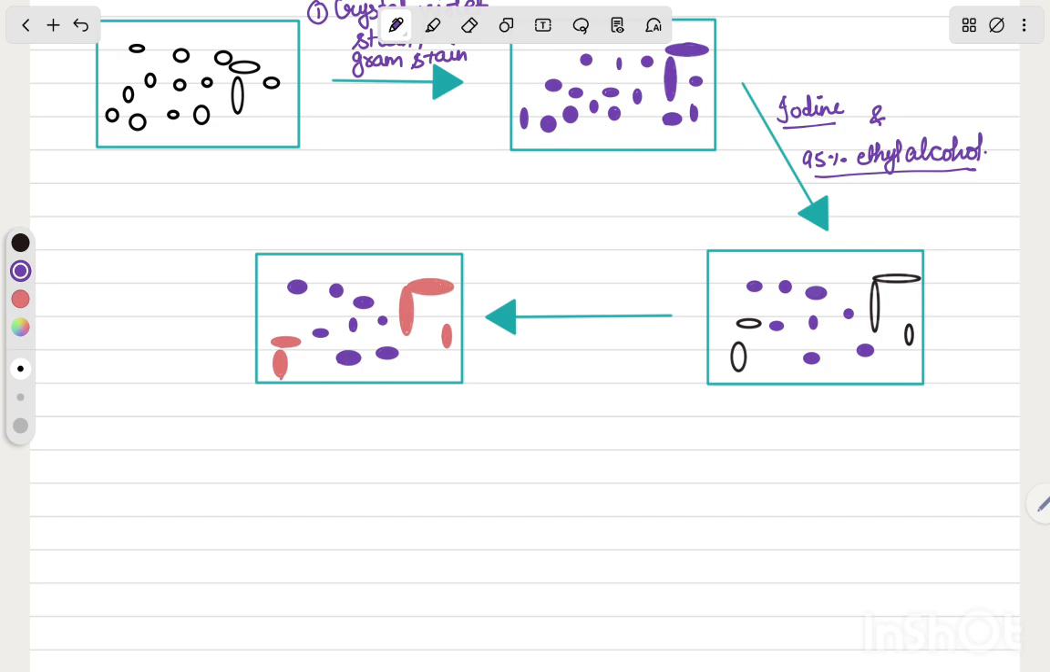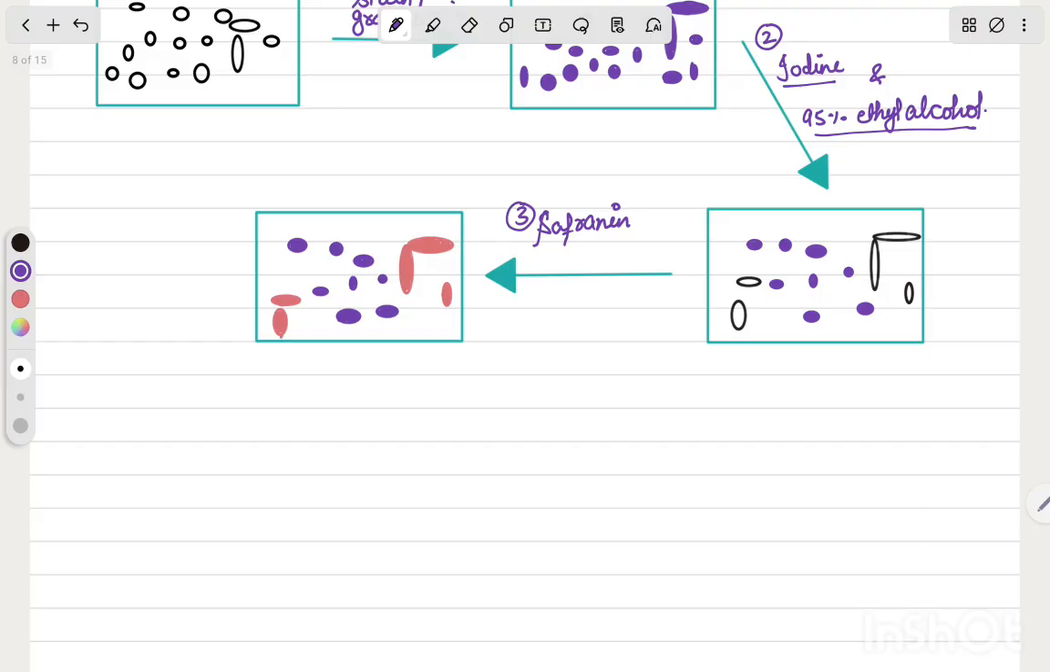In the third step, that is the second step of gram staining, we will put a stain, that is saffron, right? After putting saffron, these colonies which lose the stain will appear as pink colored colonies, right? And the other colonies which were purple from the beginning.